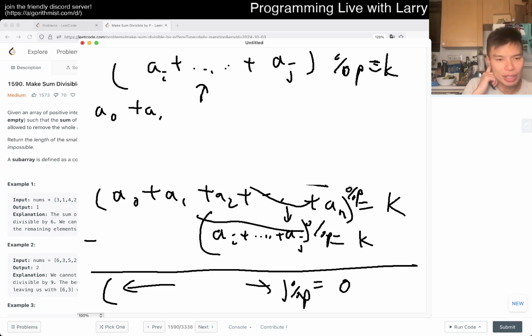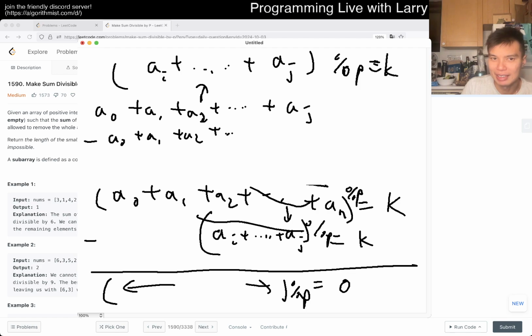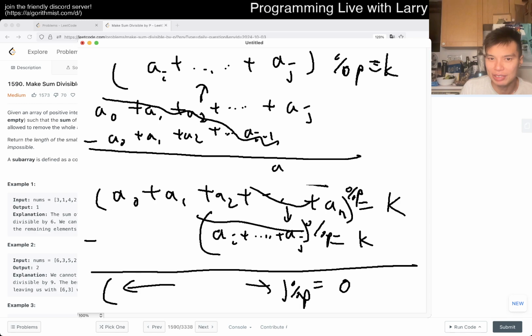There are definitely other ways you could do it without it, I think, but maybe I'm wrong. So with prefix sum, you have something like this plus dot dot dot plus a sub j, minus a sub 0 plus a sub 1 plus a sub 2 plus dot dot dot plus a sub i minus 1. When you line them up, everything before cancels out, so you have a sub i plus dot dot dot plus a sub j. That's the idea behind prefix sum.